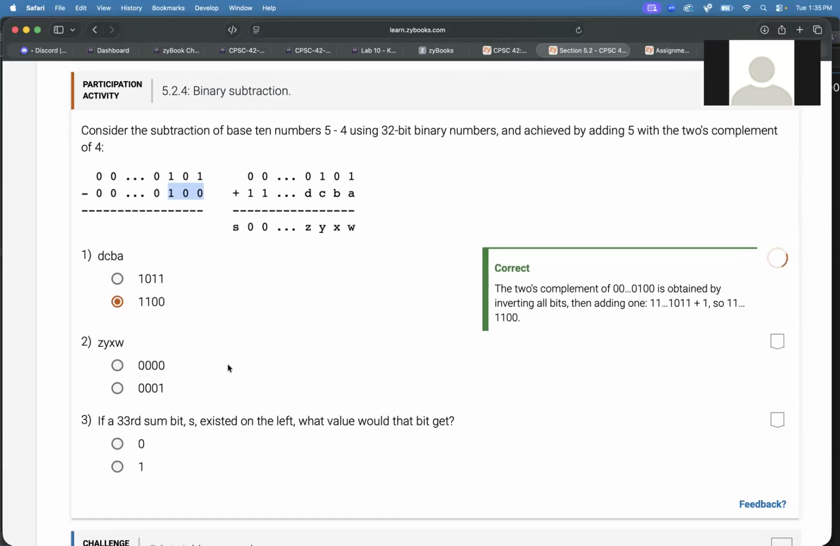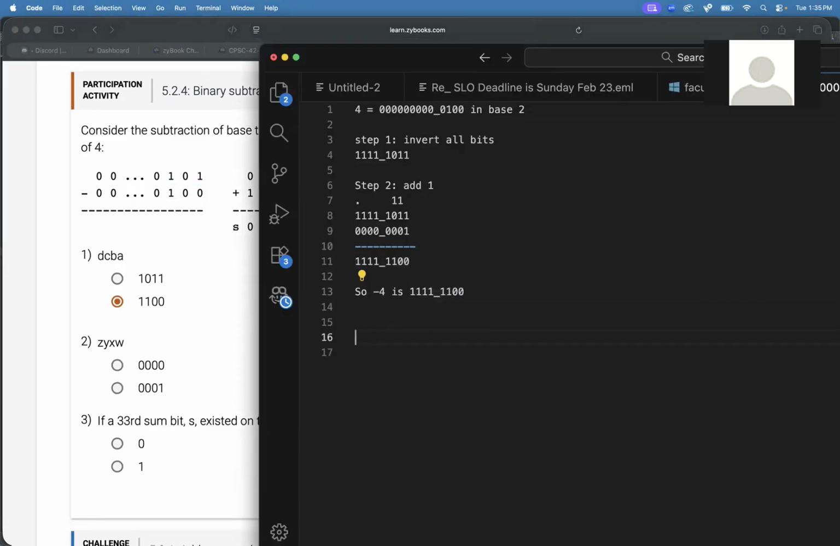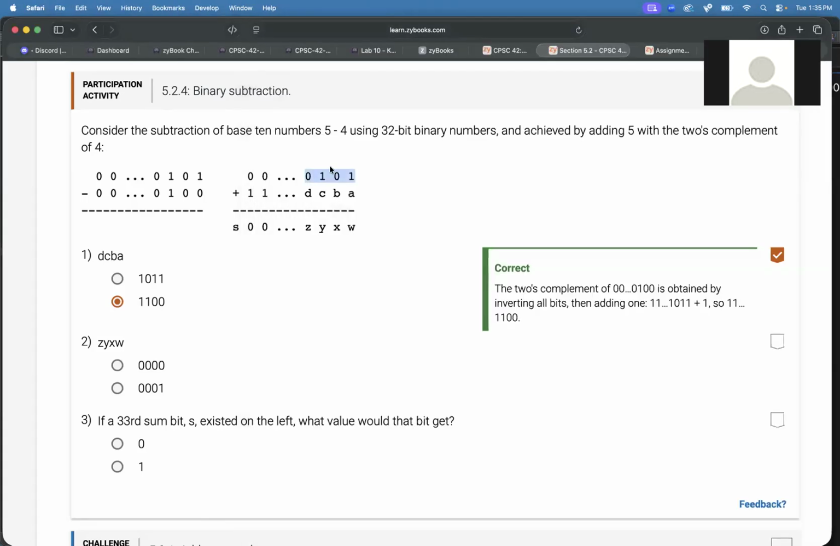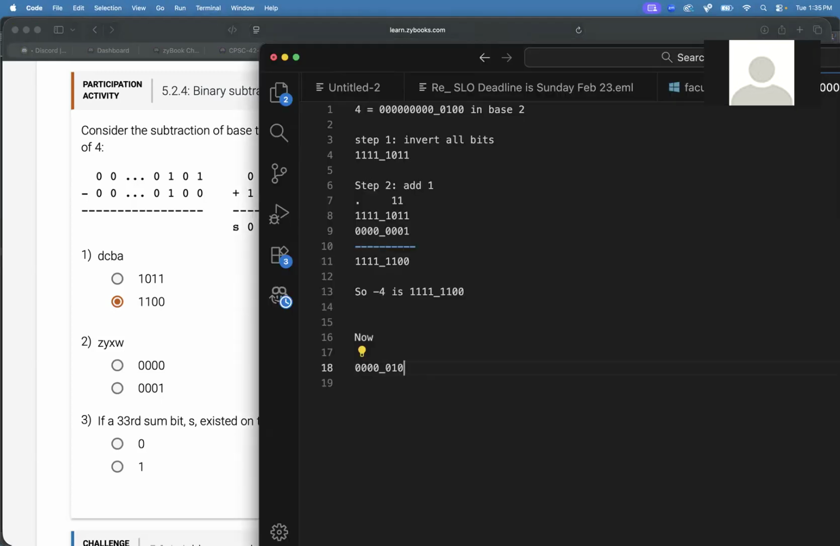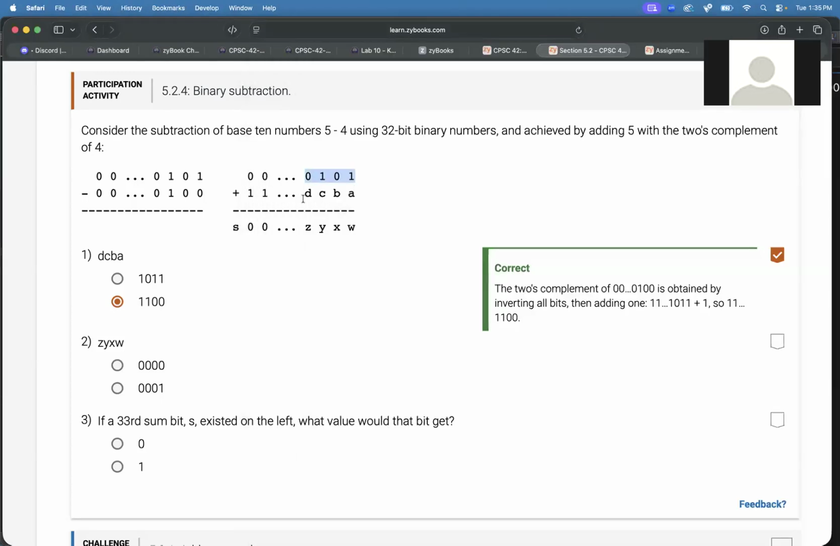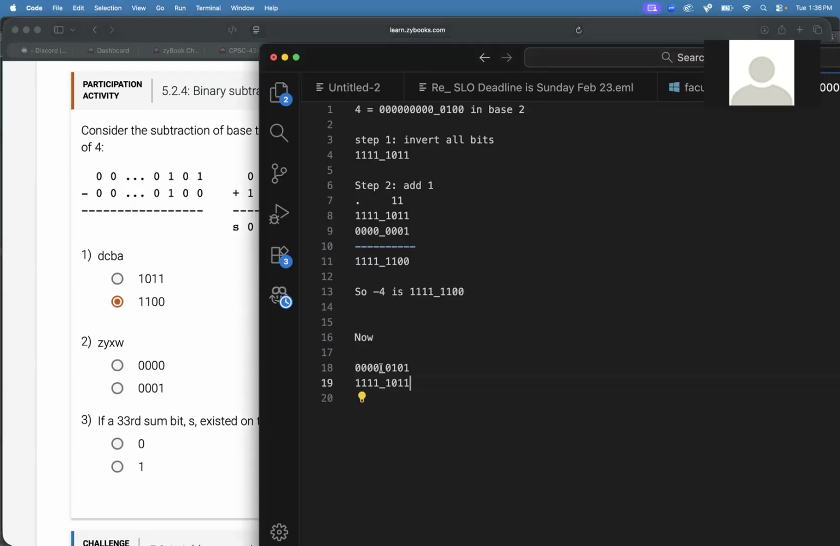Okay. Then if we have to add these, we're basically adding this. We had a bunch of zeros, and then 0, 1, 0, 1. And then we have what we just came up with, which was, wait, no, it was this. Sorry. And we would just add those, right? So add.